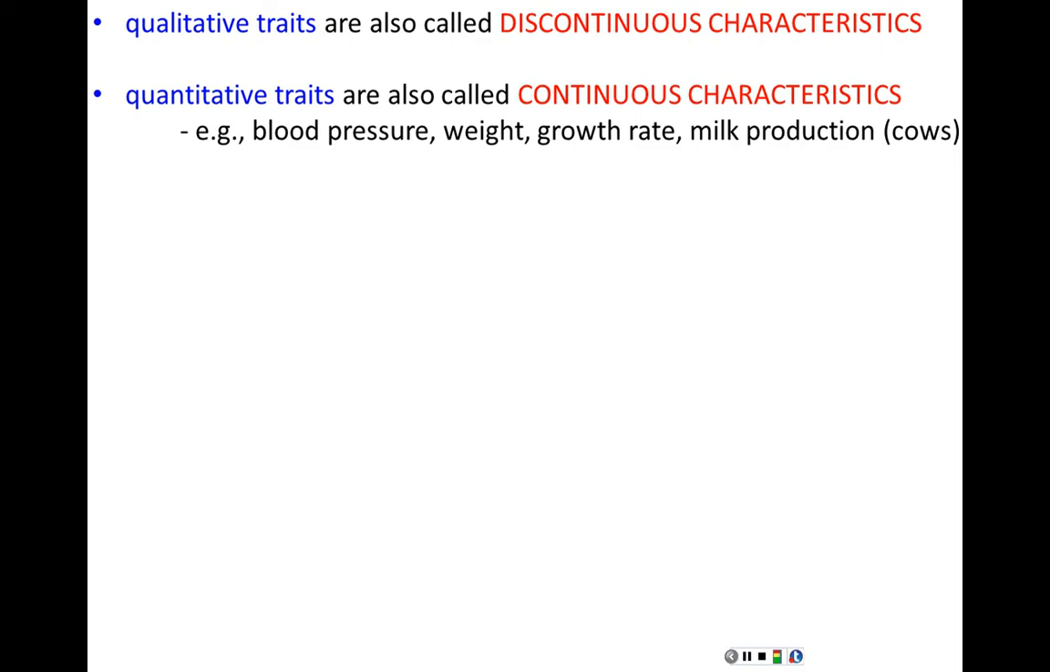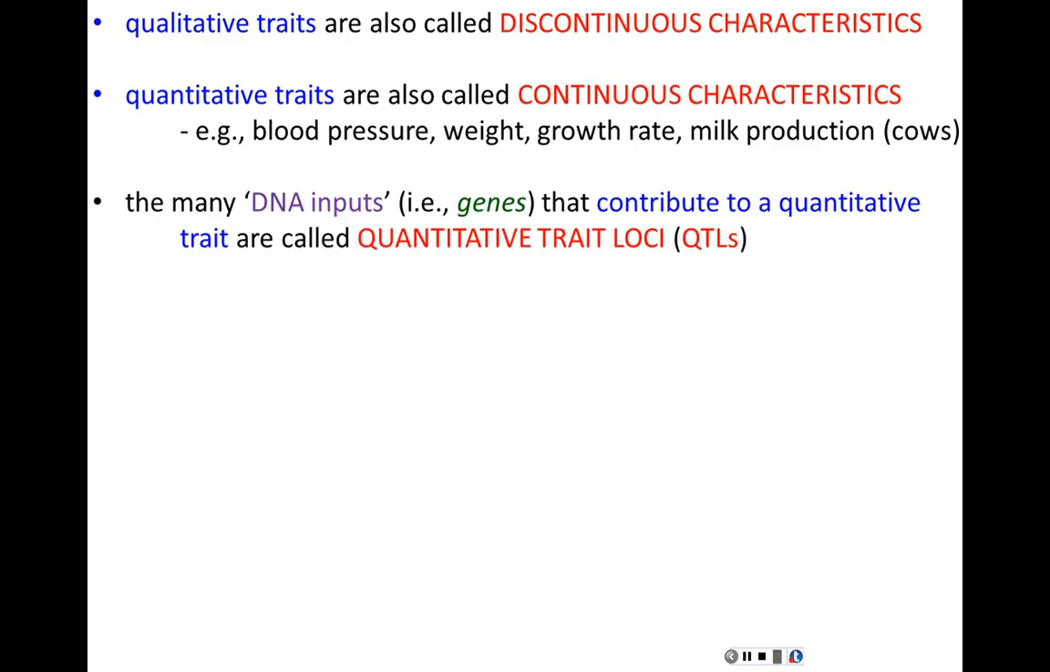More examples of quantitative traits would be blood pressure, weight, the rate of growth. In cows, for example, we'll come back to this example later, milk production. You don't have cows that make tons of milk and cows that make a little milk. Some cows make more milk than others, and we have a varying spectrum, a continuum of different cows producing different levels of milk.